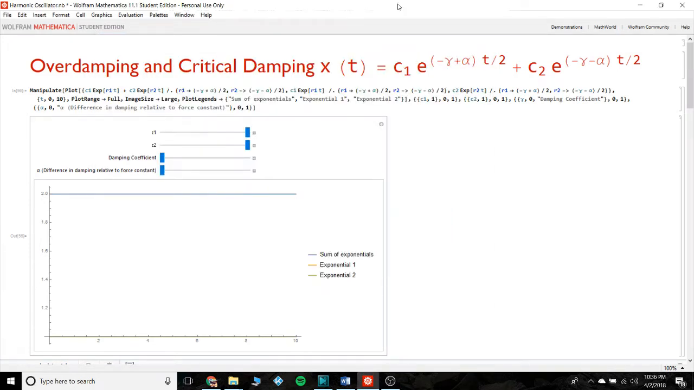Hello everybody, hope you're having a great day, and now we are continuing our discussion on the damped harmonic oscillator. We're going to see how these functions behave when we vary the parameters.